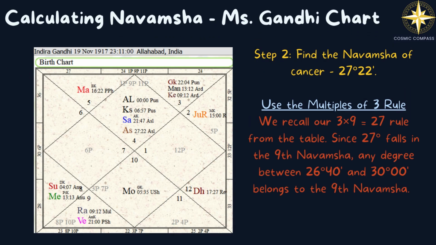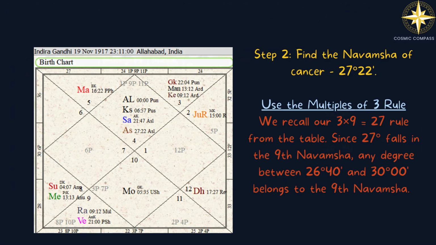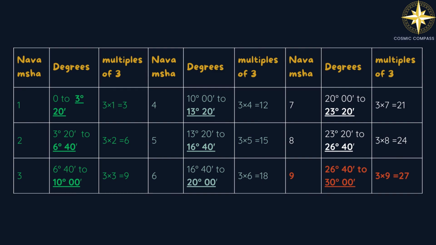Step 2. Find the Navamsha of Cancer. The degree of Cancer is 27 degrees 22 minutes. Use the multiples of 3 rule. We recall our 3 times 9 equals 27 rule from the table. Since 27 degrees falls in the 9th Navamsha, any degree between 26 degrees 40 minutes and 30 degrees 0 minutes belongs to the 9th Navamsha.